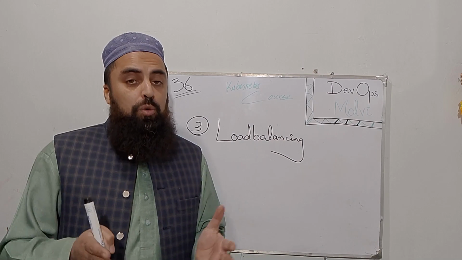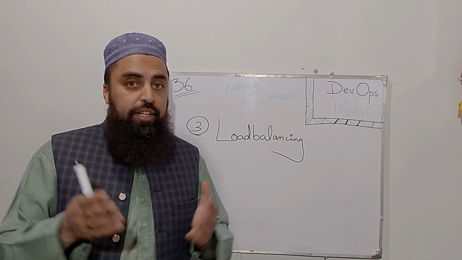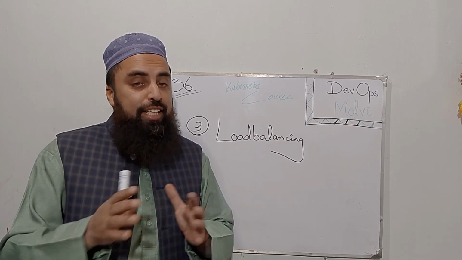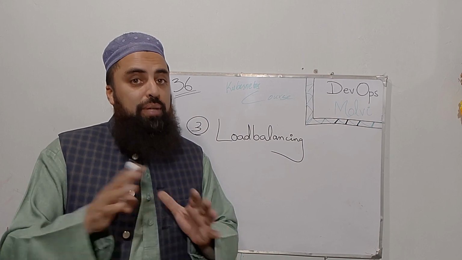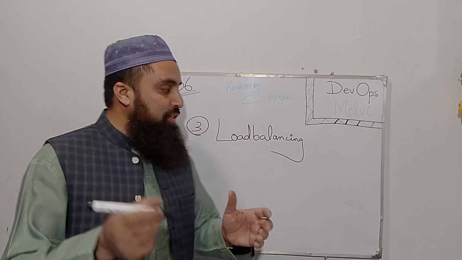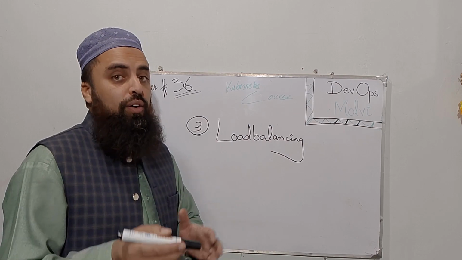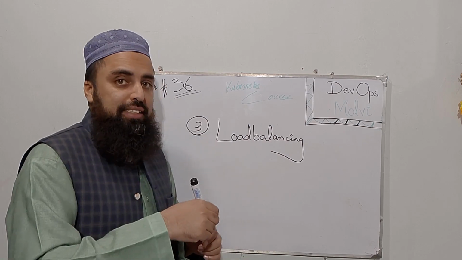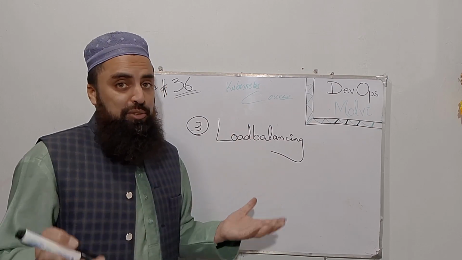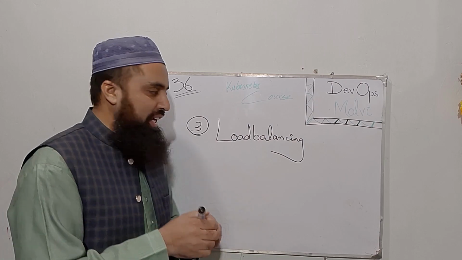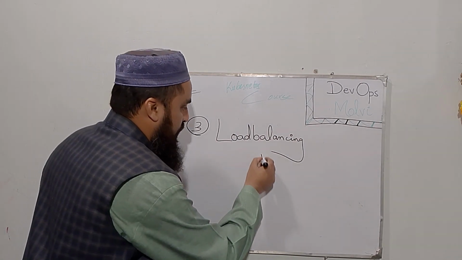But what is load balancing in Kubernetes? In Kubernetes, the traffic is equally distributed among multiple pods. We know that in load balancing, we distribute traffic equally on the servers, and in Kubernetes, those servers are actually replaced by pods. That is the simplest concept.